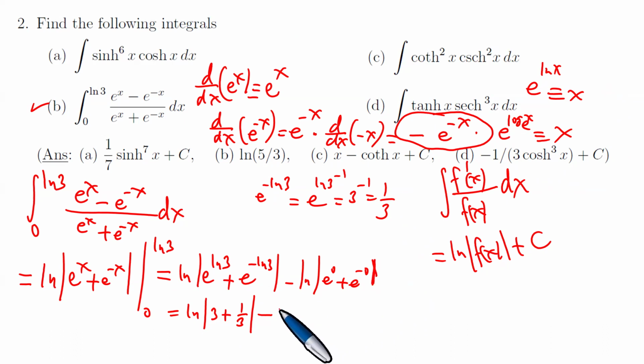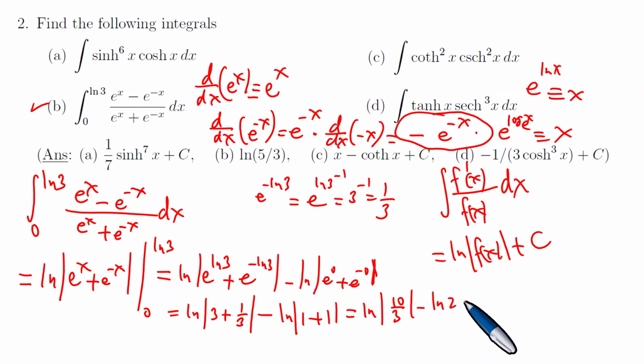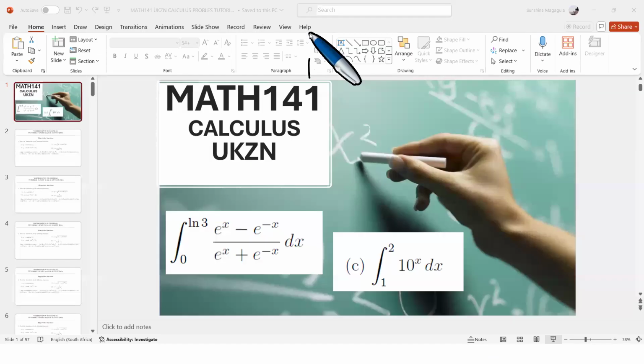Now here we shall have this minus the ln of e to the power 0, which is 1, plus 1. So the ln of 3 plus 1/3, which is 9 plus 1, 10 out of 3, minus the ln 2. Now you can simplify these using the property of the ln. The ln of A minus the ln of B is the ln of.